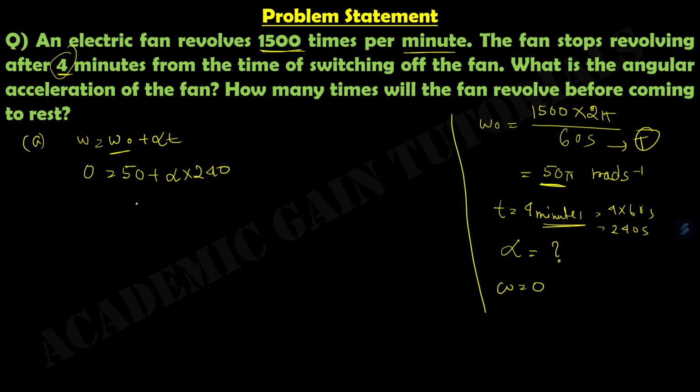So from that we can find alpha equals minus 50 pi by 240, which is equal to minus 0.654, and the unit of this angular acceleration is radian per second square. So we solved the first part of our question.